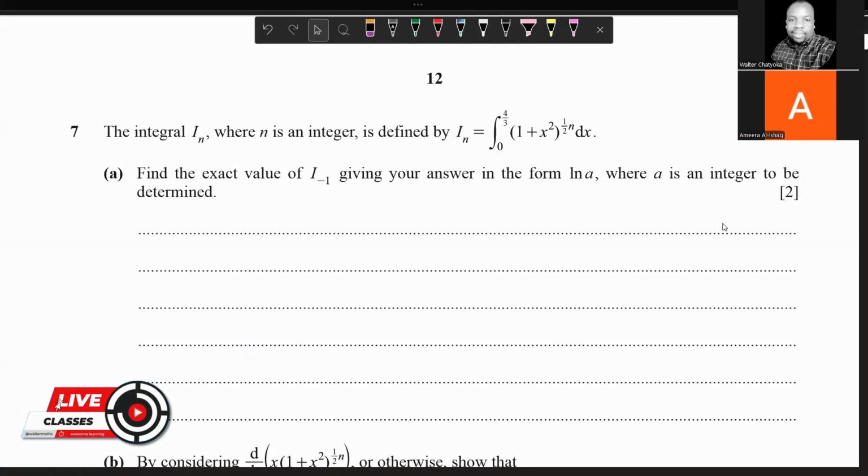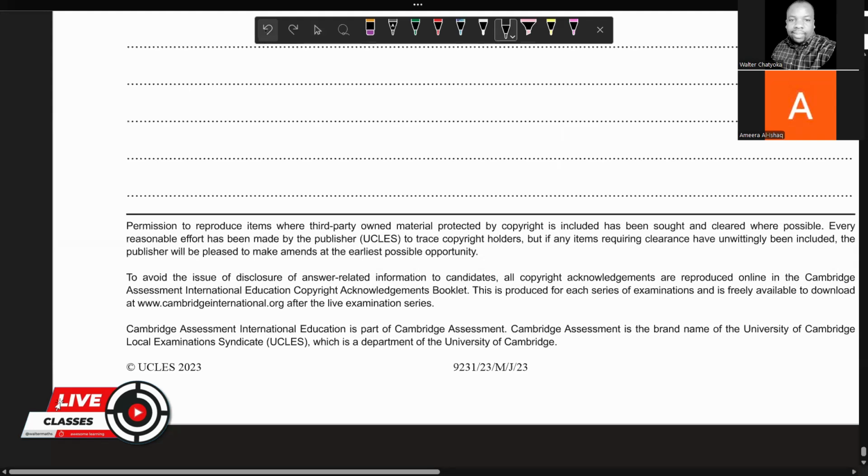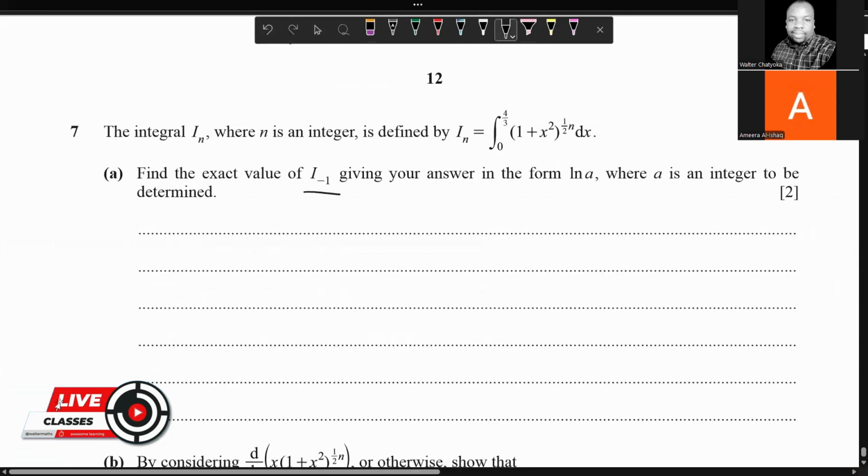What do you think we can do with this one? I think we can try integrating the original equation first. Okay, but here they say I sub n minus 1, I sub n. So do they just minus 1 to substitute it? All right, yeah, so let's substitute minus 1 for n.